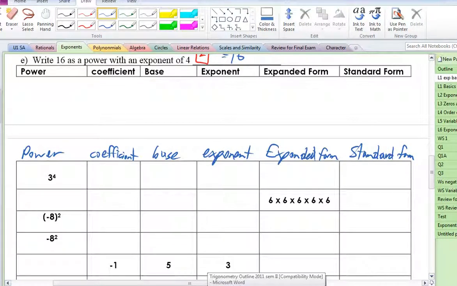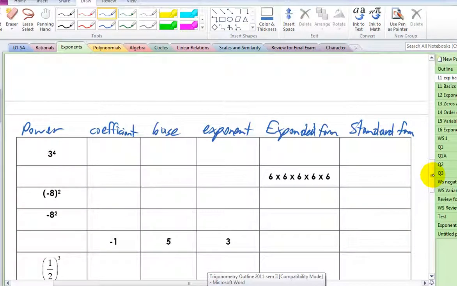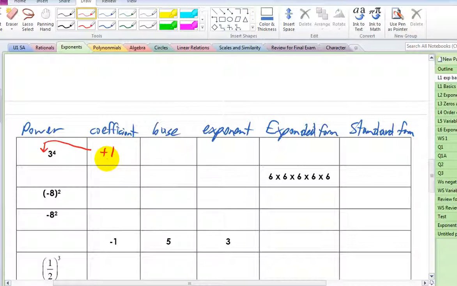Good. So let's do a couple of these. This is a typical table. Here, a coefficient is the number in front. So here it's going to be a +1. The base is 3, exponent is 4. Expanded form then, 3 times 3 times 3 times 3. Standard form is your final answer when you multiply them together. So use your exponent button on the calculator. That's what we'd like you to do.